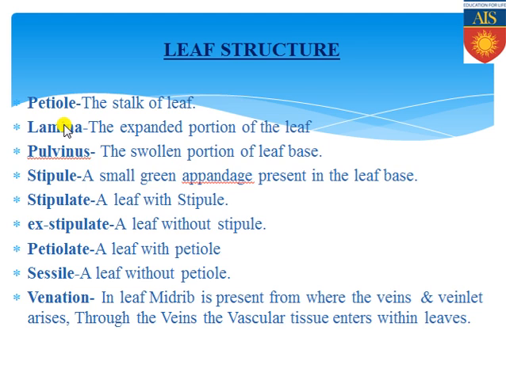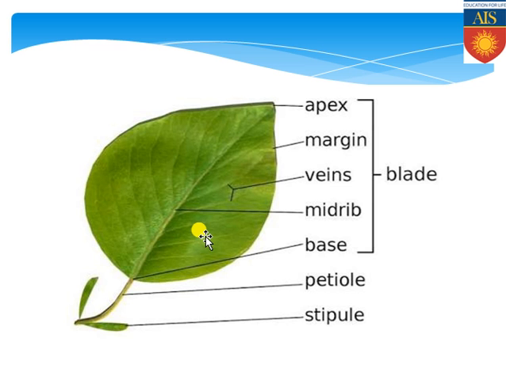First one, that is the petiole. Petiole is actually the stalk of the leaf. Any leaf when you see, suppose this is the leaf structure, the stalk-like structure of that specific leaf is commonly known as petiole. You can see this is the petiole structure. Okay.